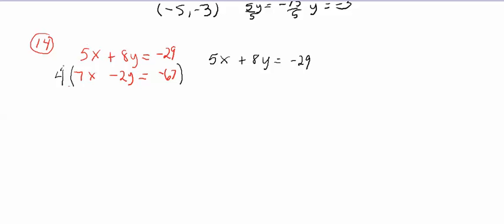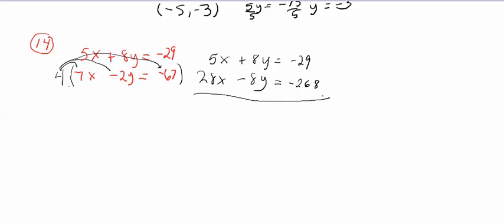Then I'm going to do distributive property. 28x -8y. 67 times 4 is 268, it's going to be -268. I did the math for that already. Did I eliminate the y's? I sure did. Add these together.